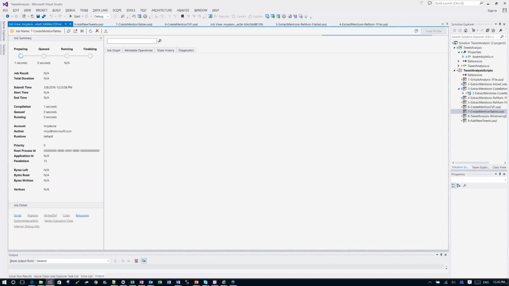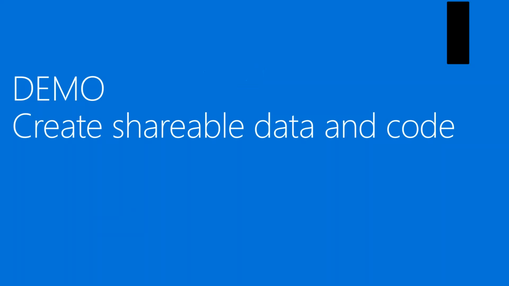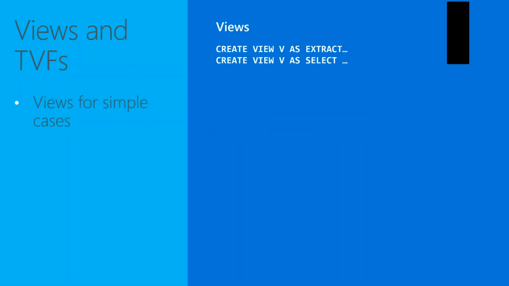Okay, it's running. So let me go back to the presentation and do a little bit of synopsis. So we didn't see views, but views are similar to SQL views. You can say create view as extract or as select. They are primarily useful for simple cases because they cannot contain user-defined objects such as UDFs or UDOs. Views as table-valued functions will be inlined every time they are referenced.